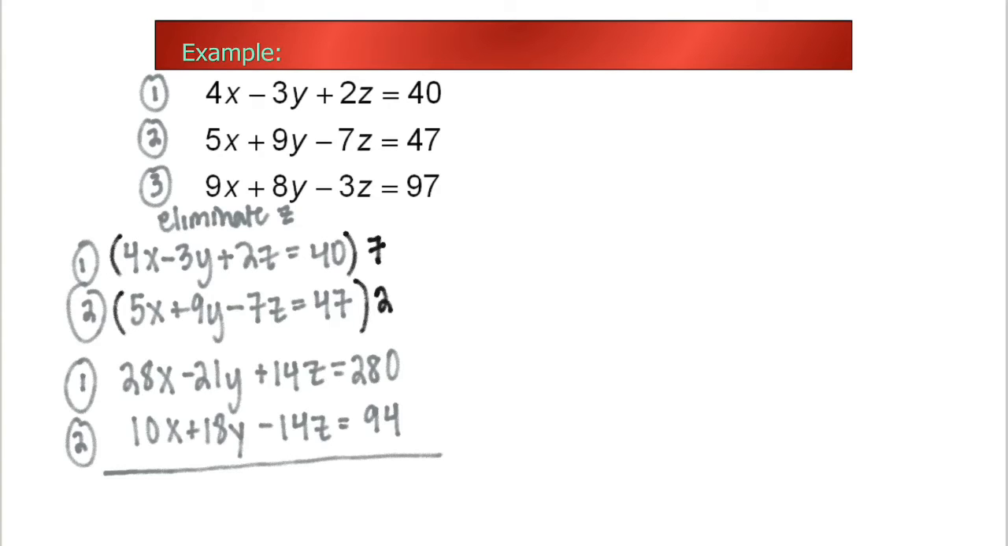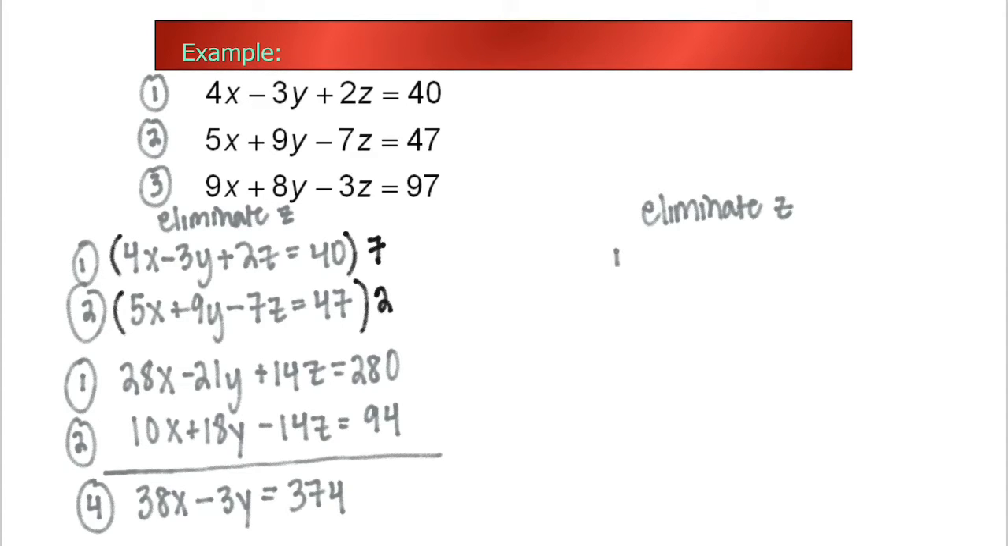I add these 2 equations together and I get 38x minus 3y equals 374. This is a new equation 4. It only has 2 variables, so it is now a new equation. I'm going to call it equation 4. I need to eliminate z again. So I need to pick 2 different equations. I already picked 1 and 2. Now I'm going to pick 1 and 3.